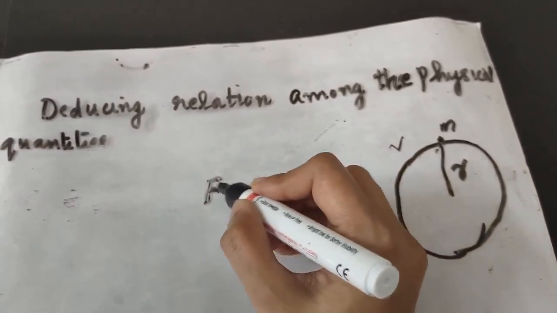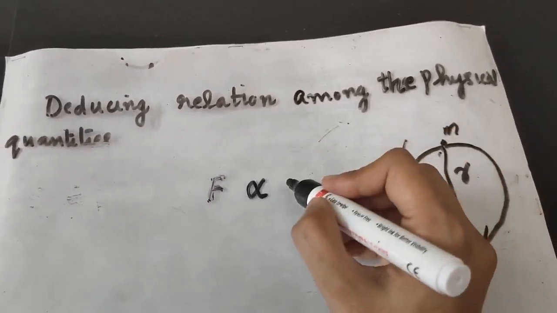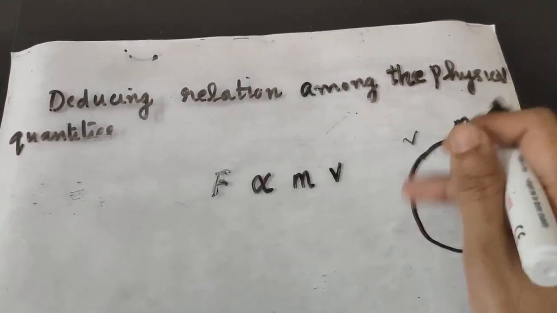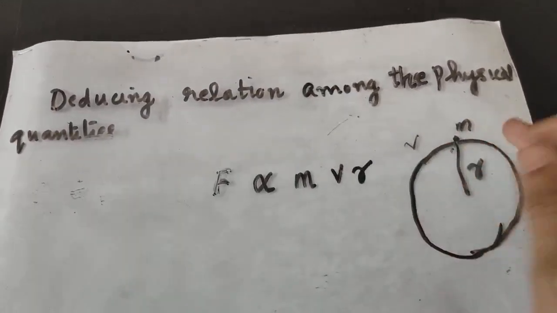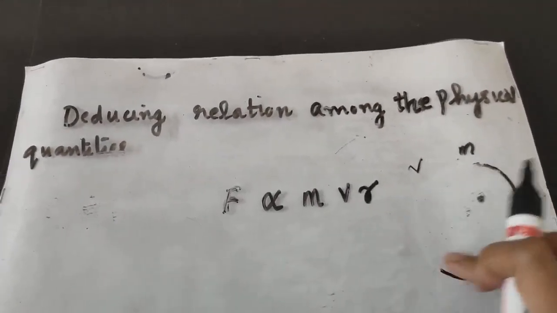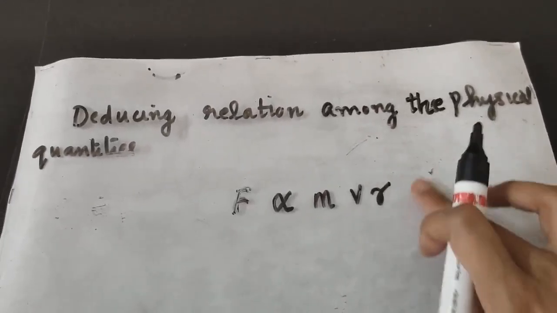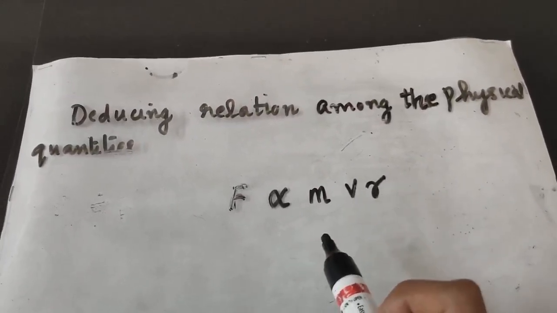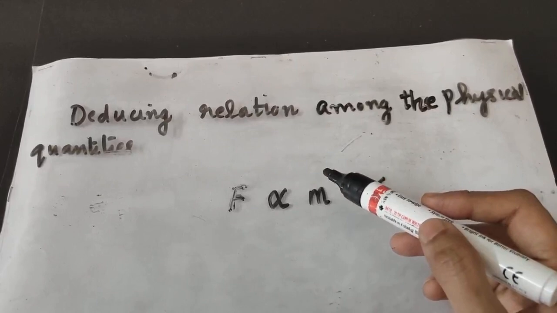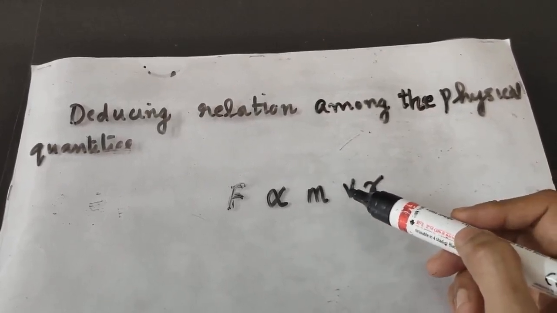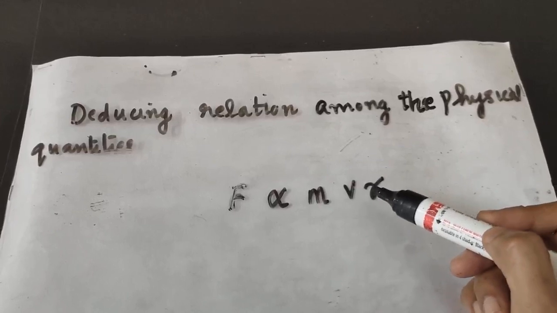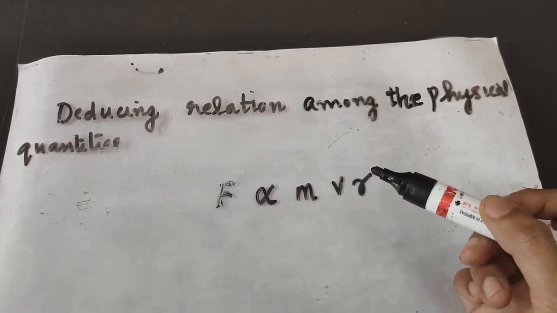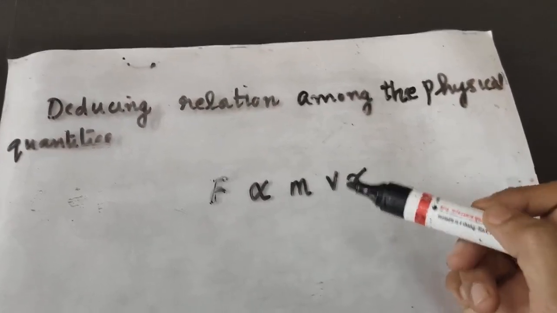We can write it like this: F is directly proportional to mass, velocity, and the radius of the circular path. But we are not sure about the power of m, v and r in this equation. Sometimes the power of m can be 1 or 2, the power of v can be 1, 2 or 3, and r's power can be 1, 2, 3 or 4. But we are not sure about the powers of m, v and r in this equation.